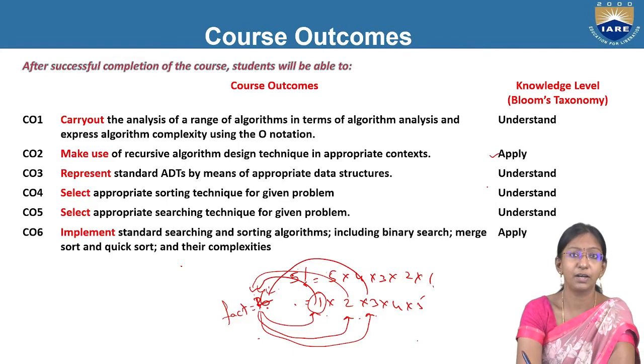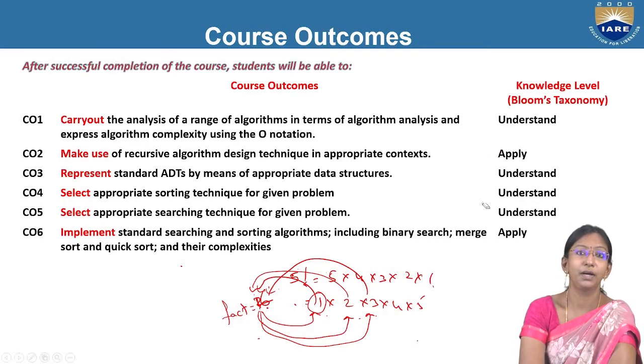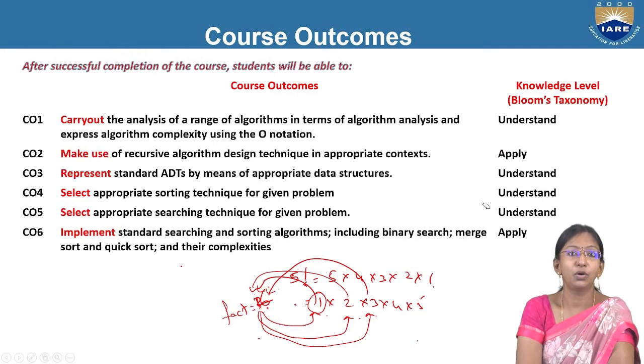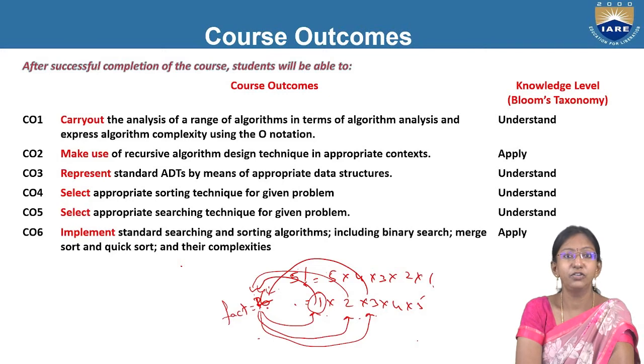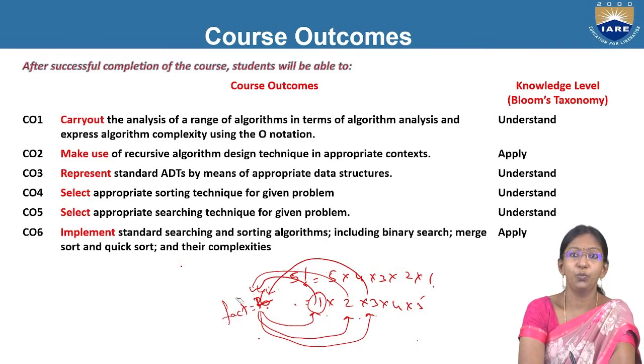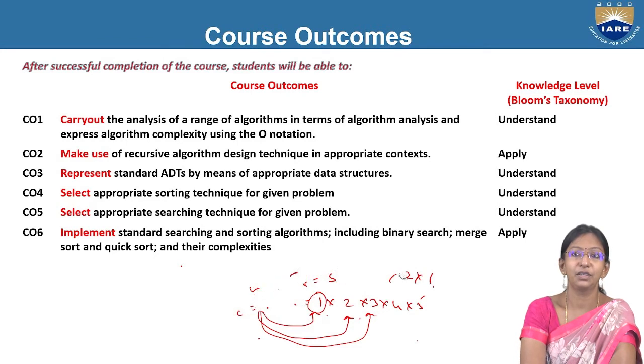So under Bloom's taxonomy, we have placed it under the apply category. You'll be able to apply it, just like in factorial, you have applied the concept of recursion. And if you go a step deeper into this concept, you will be able to even understand whether to use a direct recursion or indirect recursion, right? I hope you know what direct recursion and indirect recursion is.